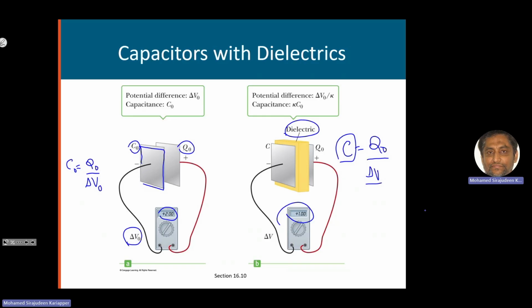Now, why does it increase? Because by putting this dielectric, somehow the potential difference across the plates has decreased. That will make the capacitance increase.